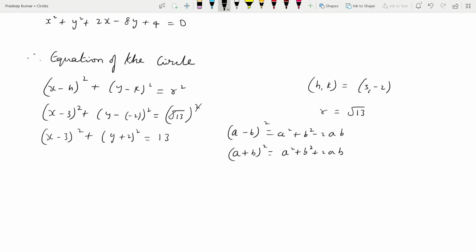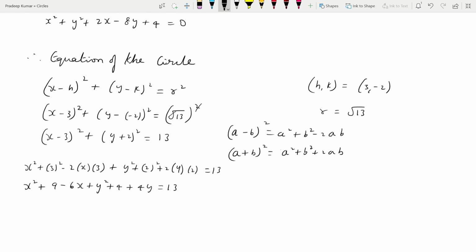So let's do this forward. I can write this as x square plus 3 square minus 2 into x into 3. This is (a minus b) whole square. So let's do this (a plus b) whole square: y square plus 2 square plus 2 into y into 2 equal to 13. So let's do this forward. x square plus 3 square is 9, minus 2 threes are 6x, plus y square, plus 2 square is 4, plus 2 twos are 4, so 4y, equal to 13. So let's write this in sequence.